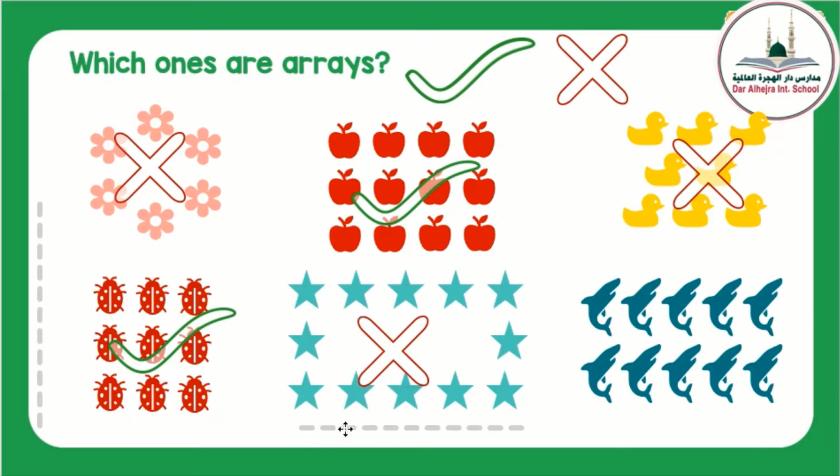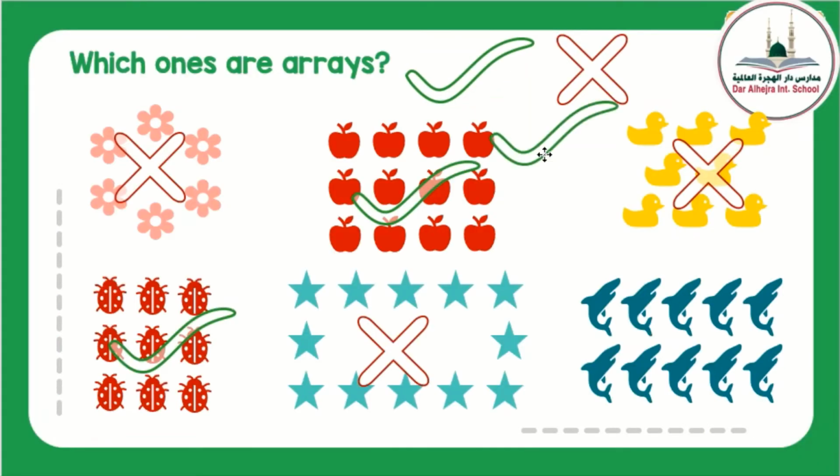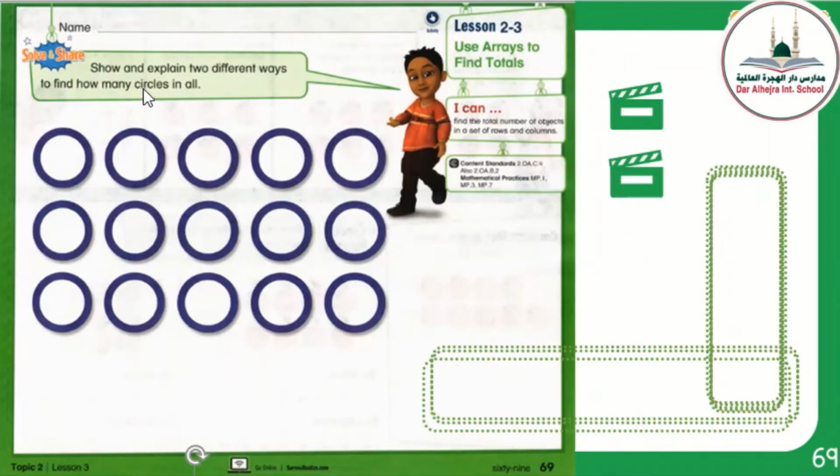Now let's come to the final picture. The number of pictures in each row is the same and the number of pictures in each column is the same. So I know this is an array. Now once we have understood what arrays are, we can start finding the totals using arrays. Here I can see many circles arranged in an array, and they're asking us to show and explain 2 different ways to find how many circles in all.